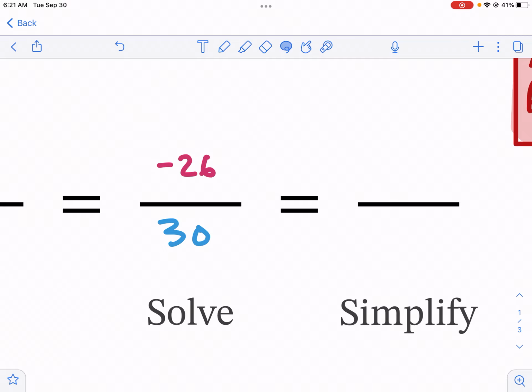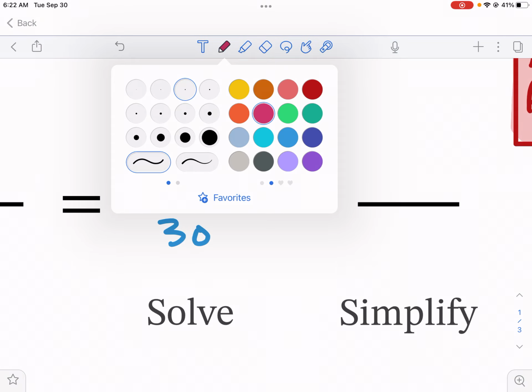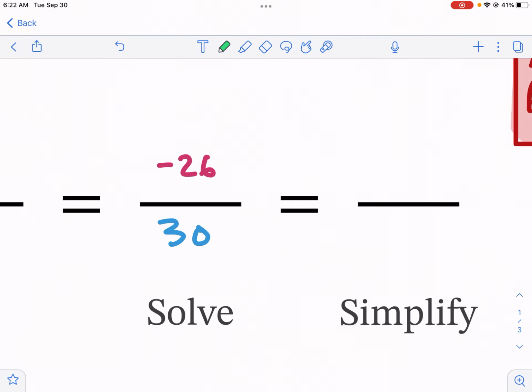So that's our answer. Now, we can simplify it, though, by going in the reverse process of what we did to find an equivalent fraction. So instead of multiplying, I can divide to make it more simple. What common factor do they have between the two of them? Not 10, not 15. Anytime it's an even number, you can always divide by 2.